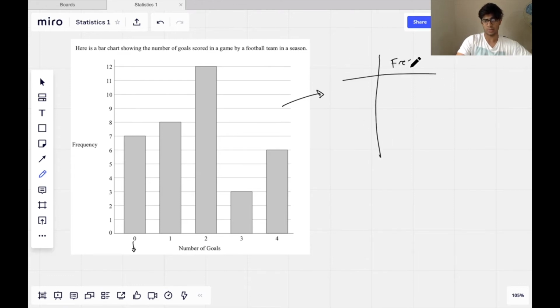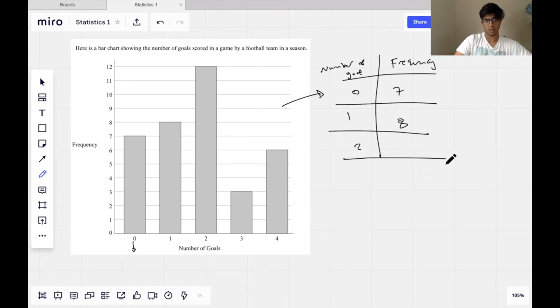So you'll have frequency and category, i.e. the number of goals. So you say, 0, so that's 7 times. 1, that's 8 times. 2, that's 12 times. 3, that's 3 times, and 4 is 6 times. So there you go, that's how you convert something like a bar chart into a frequency table, and you can see how it would happen vice versa.